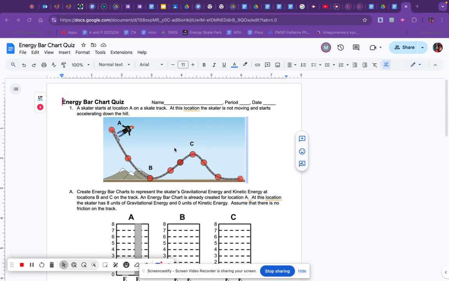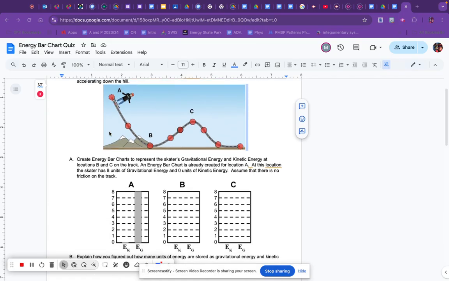So the first question is, a skater starts at location A on a skate track. At this location, the skater is not moving and starts accelerating down the hill. Looking on page 3, you have 5 stations or positions in your packet. I would look at the image on the test, and then I would look at the image on page 3 in the upper right-hand corner. Does that position at all look familiar? If it does, go ahead and use your packet, okay?